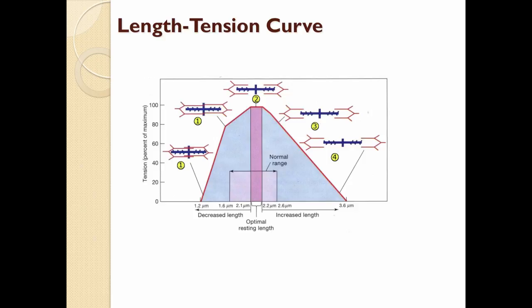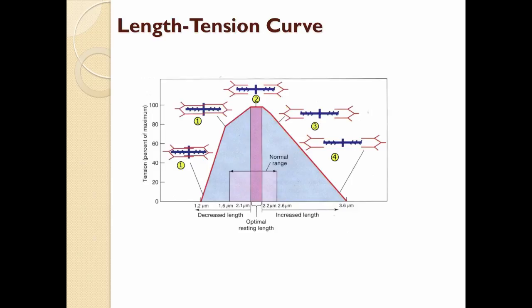So here's our length tension curve. You see right there in the middle the optimal resting length as number 2. Then as it decreases going to the left and increases going to the right, you see force production, or tension, which is on the left side, the vertical axis, dramatically decrease once you drop off from the optimal resting length. You see the normal range of the muscle length at the bottom in the bottom box.